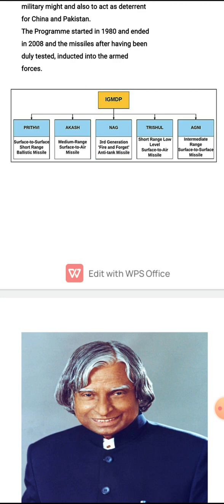So Prithvi missile, then the Agni missile was a surface to surface missile. Then Trishul missile was a short range, low level, surface to air missile, fired from the ground, hits the target in the air. Low level means it generally operates in the very low levels of the atmosphere. Nag is an anti-tank missile fired from the tank. Then Akash missile is a medium range surface to air missile.